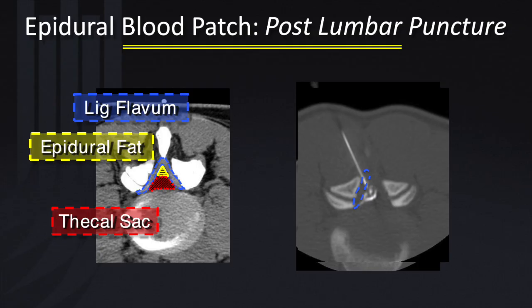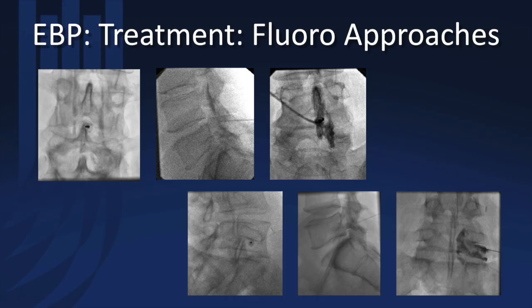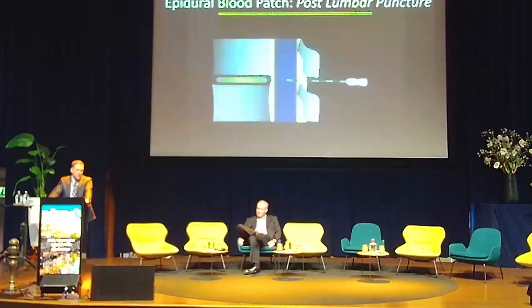The nice thing about CT is that we can see this very well here. There's a really nice paper by Dr. Callan that showed that sometimes you can see the contrast go in through the hole. We've seen that on occasion in some of our cases as well. These are the different fluoro-guided approaches. This is what it would look like under fluoro.